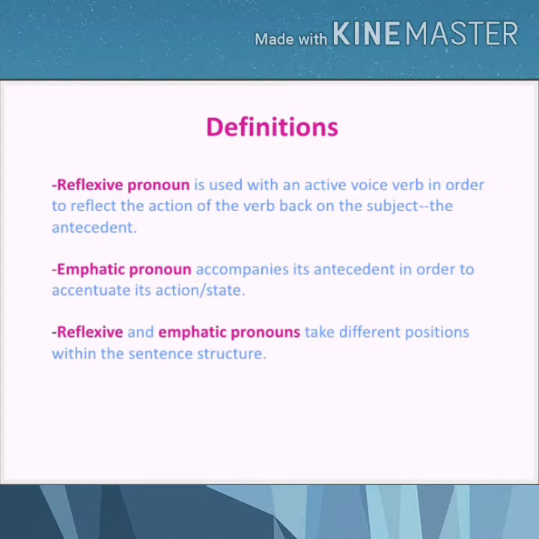A reflexive pronoun is used with an active voice verb in order to reflect the action of the verb back on the subject, the antecedent. An emphatic pronoun accompanies its antecedent in order to accentuate its action or state. Reflexive and emphatic pronouns take different positions within the sentence structure.